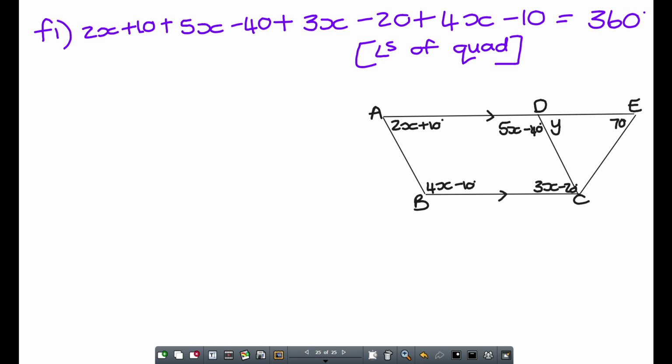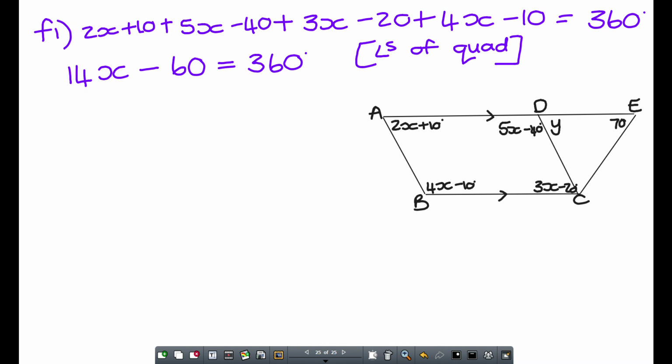Let's simplify those x's. 2x plus 5x gives me 7x, plus 3x gives me 10x, plus 4x gives me 14x. Let's look at the normal degrees. 10 minus 40 gives me minus 30, minus another 20 gives me minus 50, minus 10 gives me negative 60. Still equal to 360 degrees. You guys good with that?